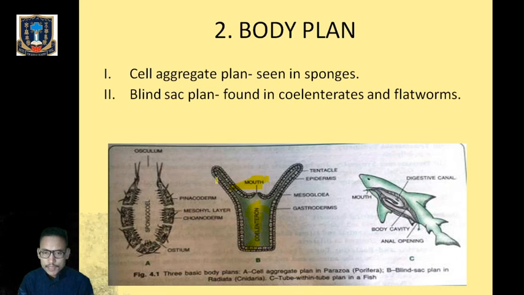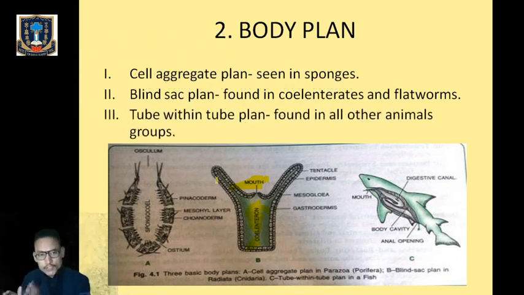Then the next one we can see is the tube within tube plan, which is found in all other animal groups. In this tube within tube plan, the body cavity is the first tube. If you can see over here, the body cavity, this particular tube is the first tube, and it is just like the digestive tube or the alimentary canal.